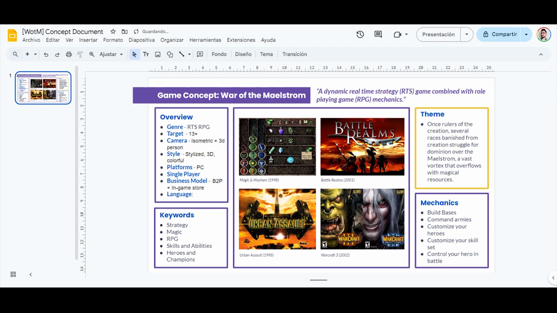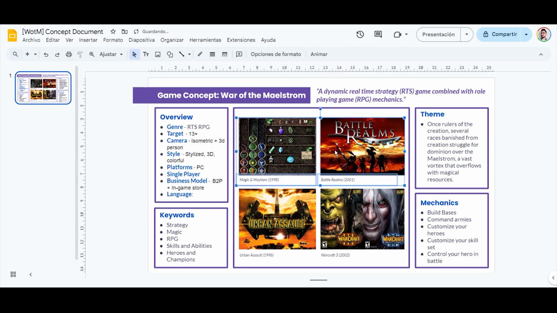For the theme, once rulers of the universe, several races banished from creation struggle for dominion over the Maelstrom, a vast vortex that overflows with magical resources. For mechanics, we have build bases, command armies, customize your heroes, customize your skill set, control your hero in battle. As for references, Magic and Mayhem, Battle Realms, Urban Assault, and, of course, we cannot talk about RTS and RPG without Warcraft 3.